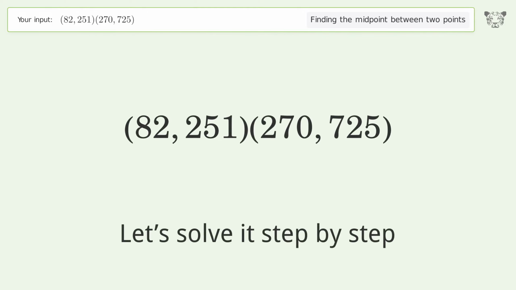The coordinates of point 1 are x1 equals 82, y1 equals 251. The coordinates of point 2 are x2 equals 270, y2 equals 725. PM represents the midpoint of the 2 points.